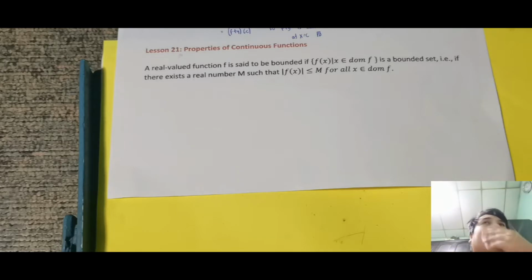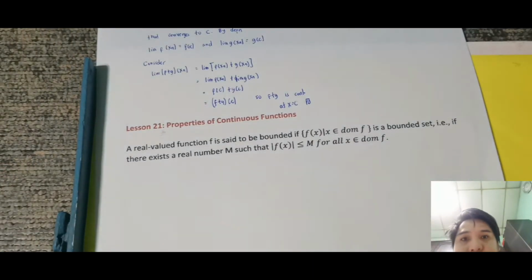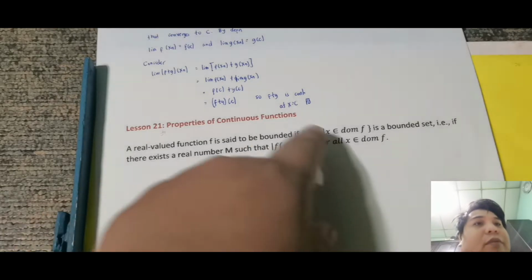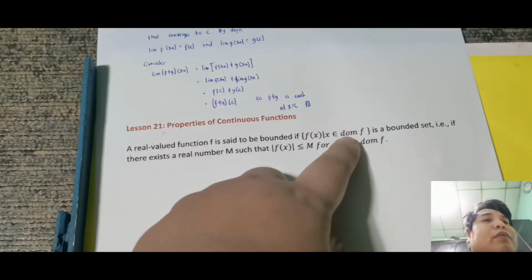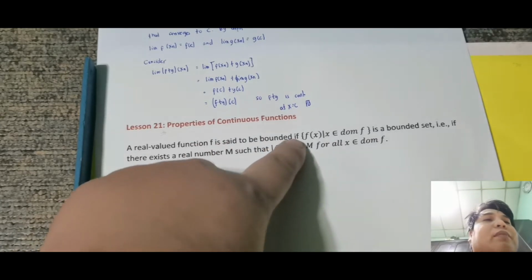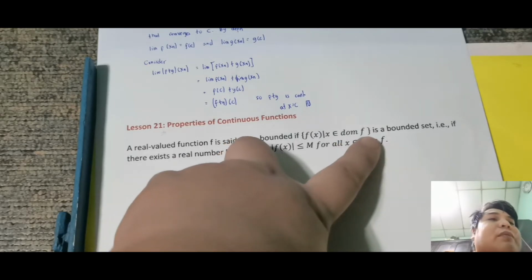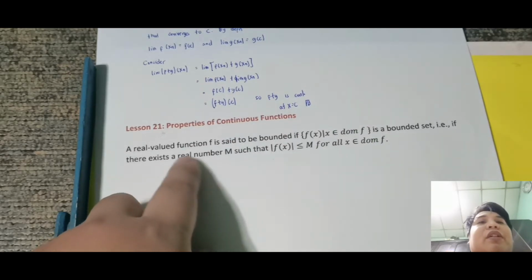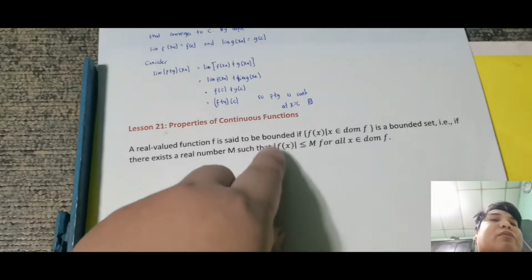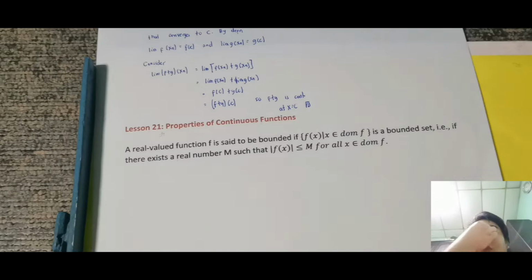So first, a real valued function f is said to be bounded if f of x for x an element of the domain of f, so parang ito yung set. A real valued function f is said to be bounded if the set of f of x such that x is an element of the domain of f is a bounded set. That is, if there exists a real number M such that the absolute value of f of x is less than or equal to M for all x element of the domain of f.